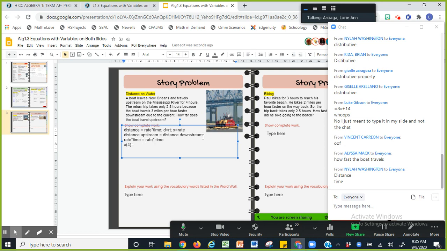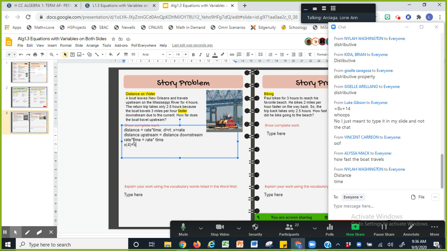And then what about downstream? So according to the problem, the return trip takes only 2.8 hours. So the time is now 2.8 because the boat travels 3 miles per hour faster. So if it's 3 miles faster, then what are we going to do? What operation are we going to use on the current variable that we have, x? So the rate here will be x, but it's faster. So what am I going to do? Do I add or subtract from the rate? If it says 3 miles per hour faster, how do we translate that to a mathematical symbol?